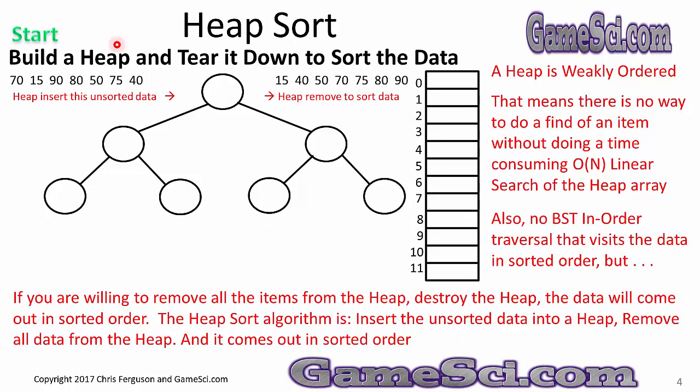Heap sort. Build a heap and tear it down to sort the data. A heap is weakly ordered. That means there's no way to do a find of an item without doing a time-consuming order of n linear search of the heap array. Also, no BST in order traversal that visits the data in a sorted order.